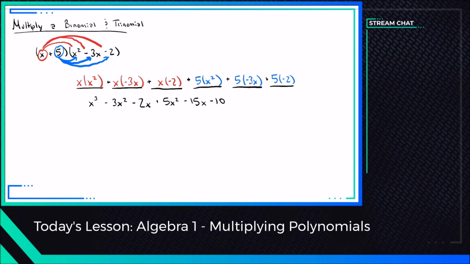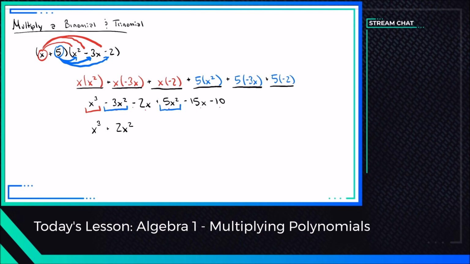And now we have to go through and identify all our like terms. So first off, is there any more x cubes? No, no, no, no, and no. So we're going to write our x cubed down here. Then we're going to go through and identify if there's any x squareds. Oh, there's another x squared right here. So now we have a negative 3x squared plus a 5x squared. A negative 3 plus a 5 is a positive 2x squared.